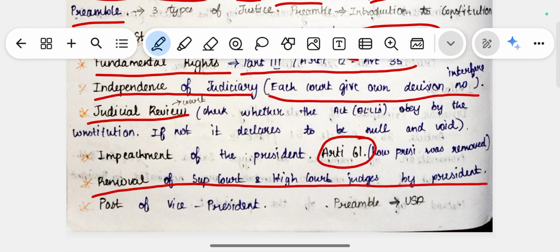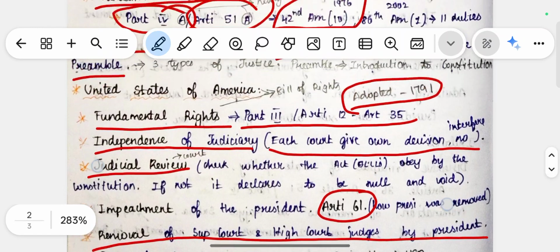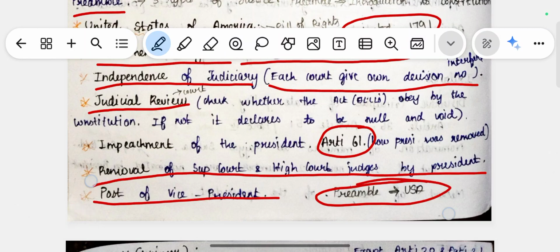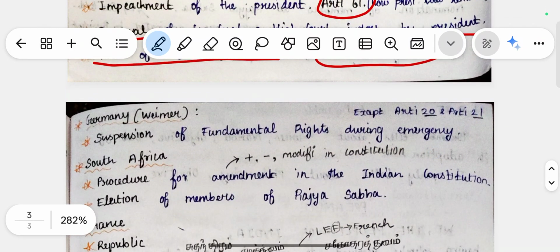This concept and the post of the vice president, how a vice president post should happen, these concepts are taken from the USA. The preamble which we have in our constitution is also taken from the USA. The next one is Germany.